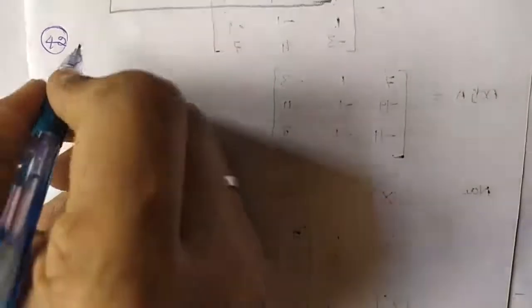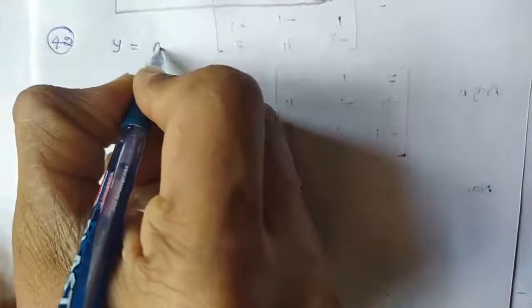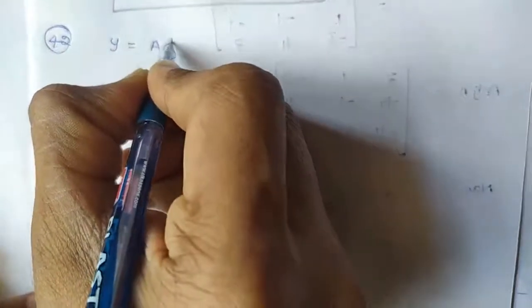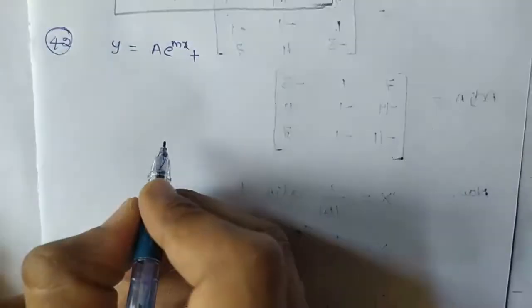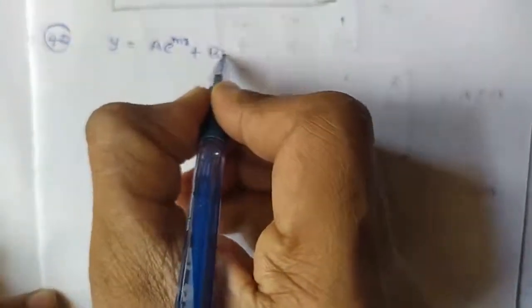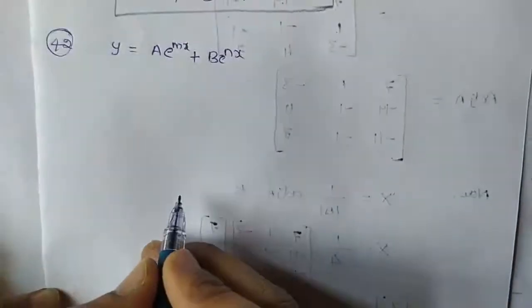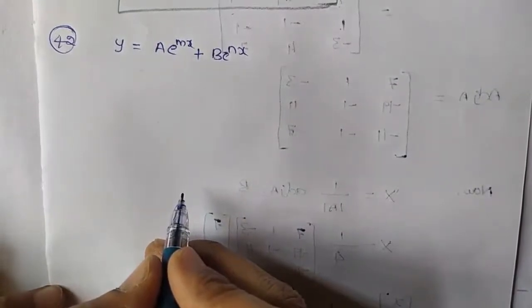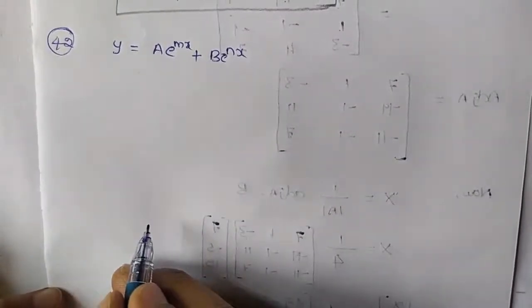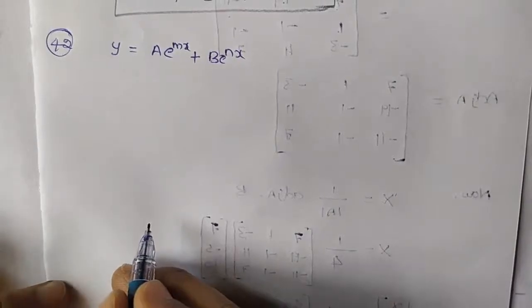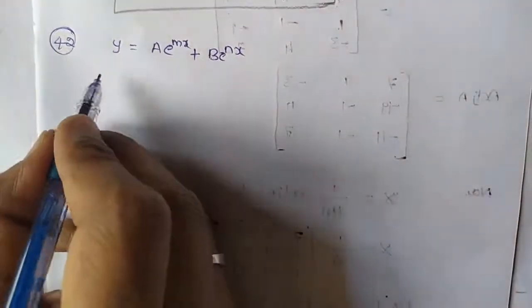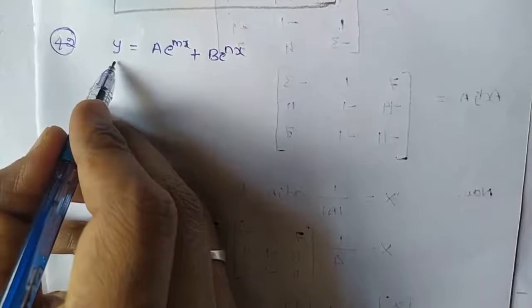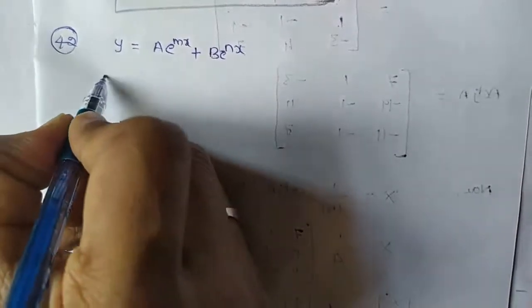If y equals a into e power mx plus b into e power nx, then prove that d square y by dx square minus (m plus n) into dy by dx plus mn y equals 0. Okay, first let us differentiate y with respect to x.